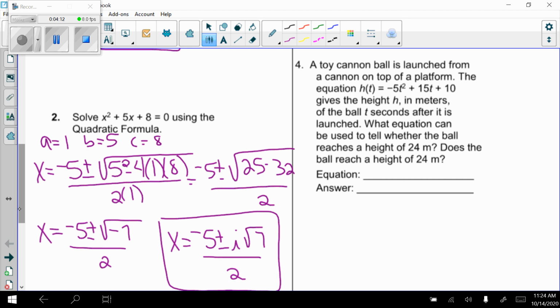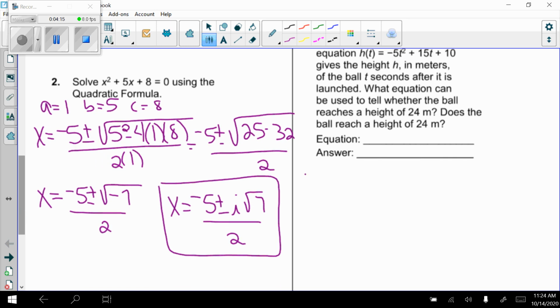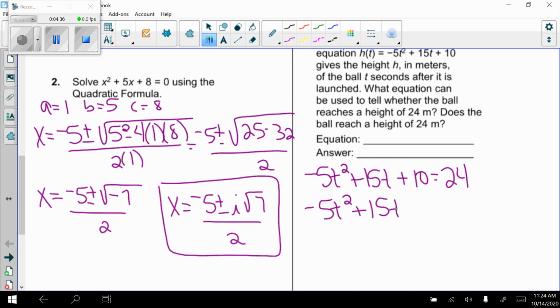So the very first thing I want to do is write my equation. So they give me negative 5t squared plus 15t plus 10 equals the height. The height they gave me is 24. So to put the equation that they're asking for, remember, I want everything to be on the same side equal to 0. So negative 5t squared plus 15t, I need to subtract 24. So 10 minus 24 gives me minus 14 equals 0. So that's the equation. So negative 5t squared plus 15t minus 14 equals 0.